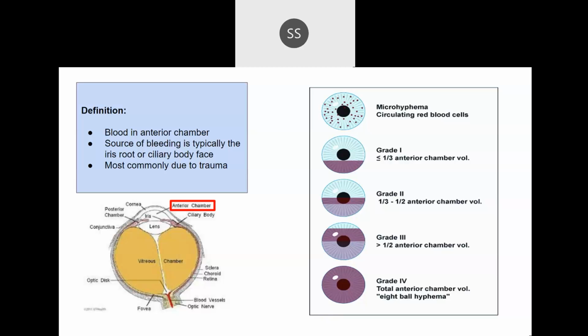Bleeding resulting from a tear in the vessels of the ciliary body or iris can be graded based on the degree of anterior chamber hemorrhage. For the first one, microhyphema, there is no layering of blood, but blood cells are seen within the anterior chamber. Grade 1, layered blood occupying less than one third of the anterior chamber. Grade 2, layered blood filling one third to one half of the anterior chamber. Grade 3, layered blood filling one half to less than the total of the anterior chamber. And grade 4, total clotted blood, often referred to as black ball or eight ball hyphema. Next.